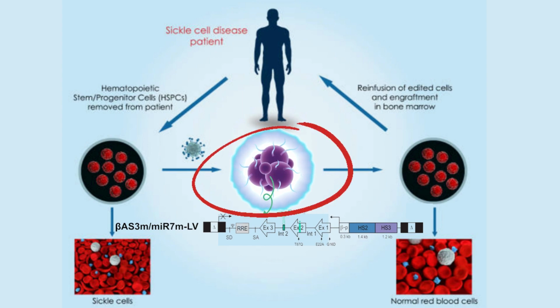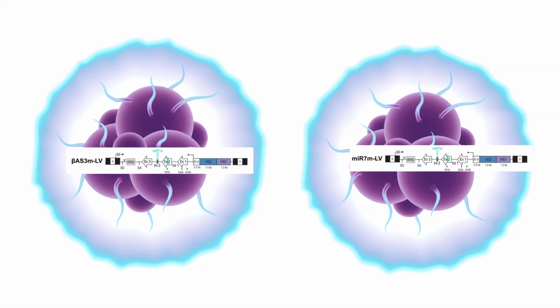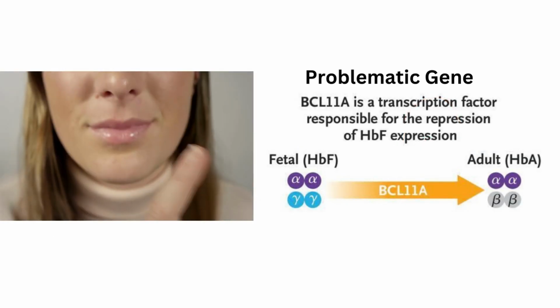MIR7M lentiviral vector was of particular interest in sickle cell disease gene therapy due to its effectiveness in the downregulation of the BS globin gene, therefore making it a promising avenue for the incorporation of BAS3 in HB tetramers. These lentiviral vectors essentially both added a therapeutic gene while silencing one that was problematic.